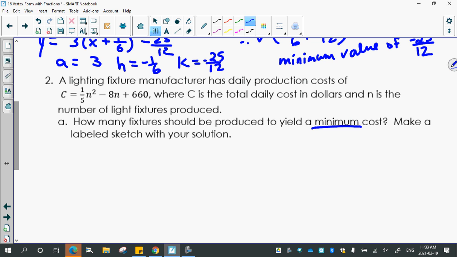So I always start with my sketch, because I want to kind of have an idea of what's going to go on. And this is where Y would be, so this is going to be C, cost. And then I look and see if they give me units, cost is in dollars. And then this is going to be my N axis, and N stands for number of light fixtures.